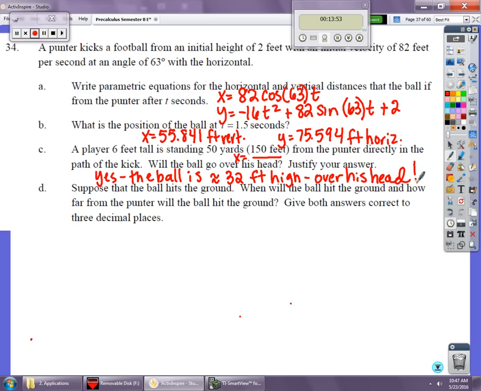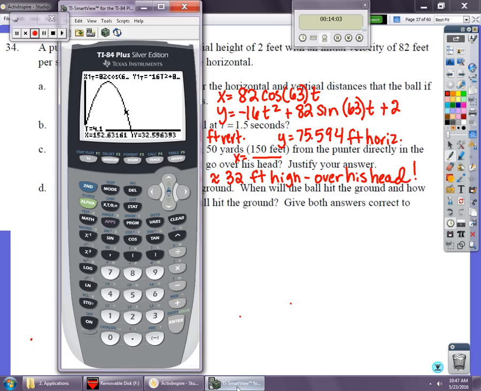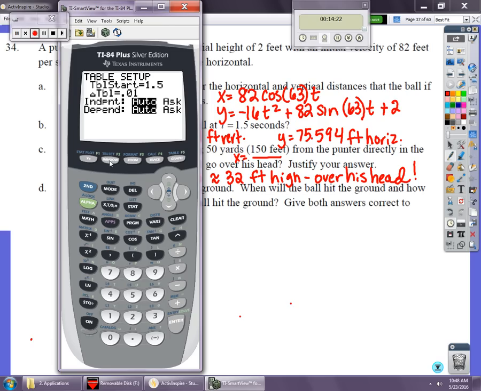Okay, and then last one. Suppose that a ball hits the ground. I want to know when will the ball hit the ground and how far from the punter will the ball be, and give both of those to 3 decimal places. Okay, so let me go ahead and keep tracing, because now I want to know when it's going to hit the ground. So that was pretty close. Okay, this is 6.7 feet in the air, and then this is negative 4. I'm just going to go to the one above, and we're going to go hunt for the answer in our table. So 4.5 seconds. So I'm going to hit second window, and I think it was 4.5 if I haven't forgotten already. I still have my table settings to 0.01.